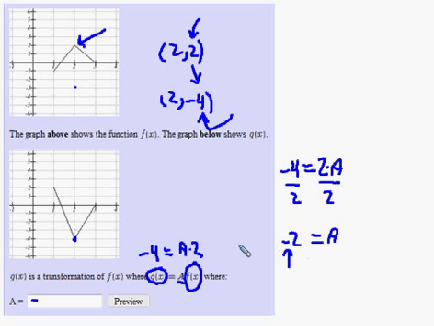The fact that they multiply by 2 is evident by the fact that it used to have a height of 2. Its high point had a y value of 2, and the low point has a y value of negative 4. So they had to have doubled the y value in addition to flipping it upside down.